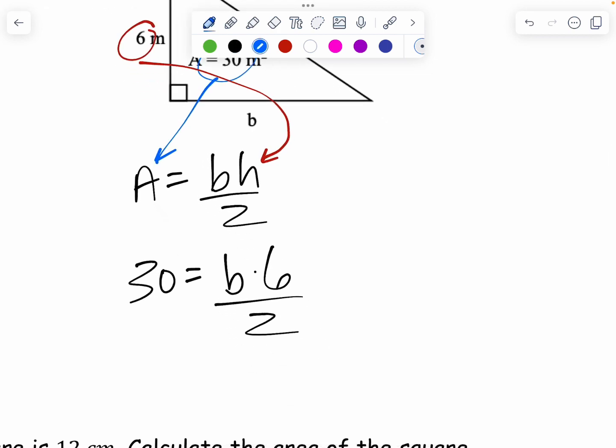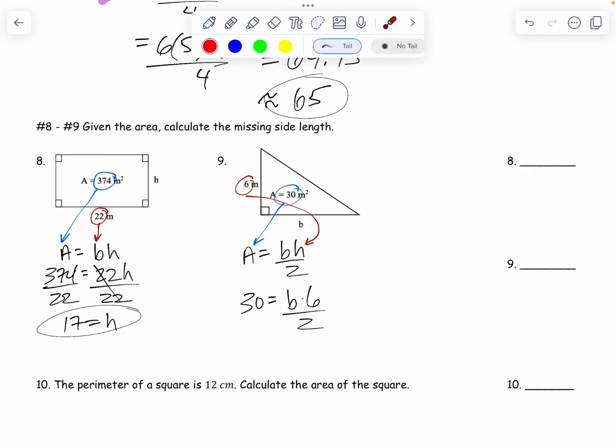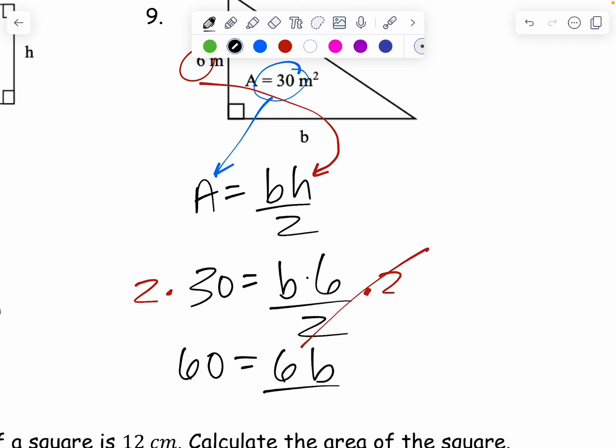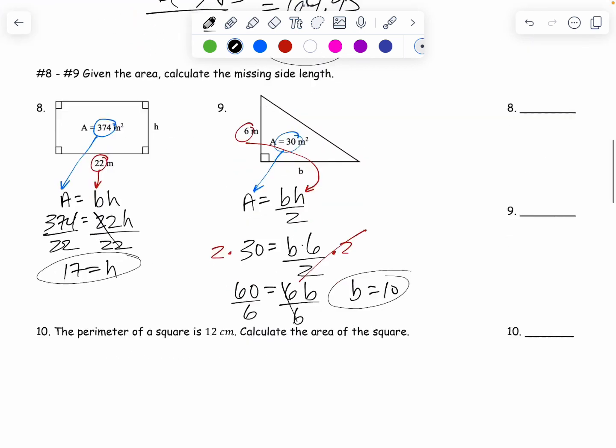Here, because we have a divided by 2 in this formula, and in this part we did not have a divide by 2, I'm going to get rid of the 2 first. What I'm going to do is multiply both sides by 2. When I do that, the 2's cancel on this side. That's exactly why I did that. 30 times 2 is 60, and I have 6 times b on this side. b6 is the same as 6b. Now I know what to do. I'm going to divide both sides by 6, and I get b equals 10, and that is super.